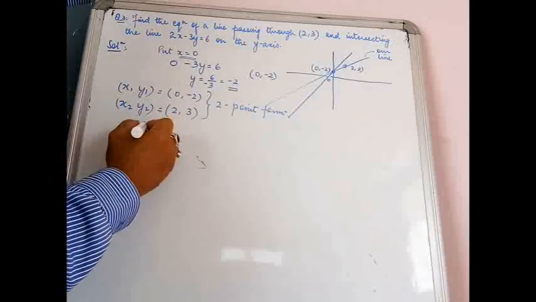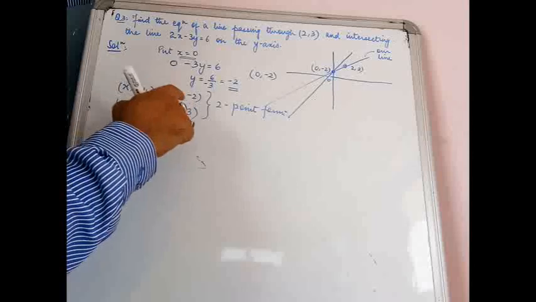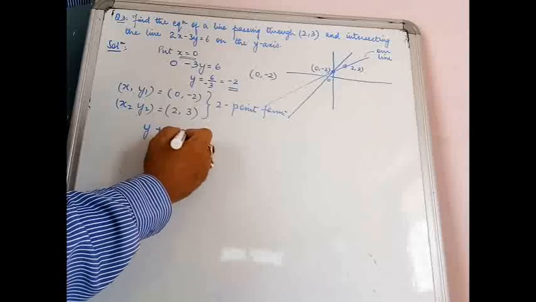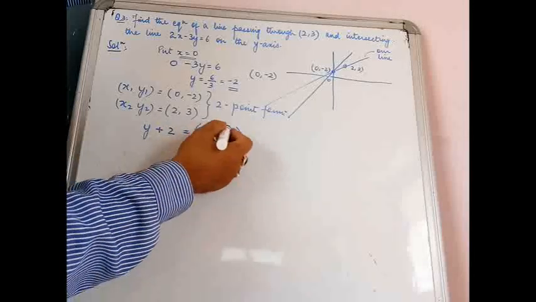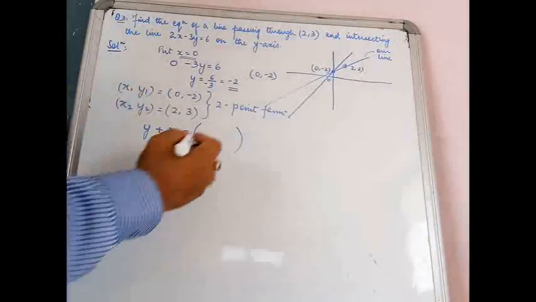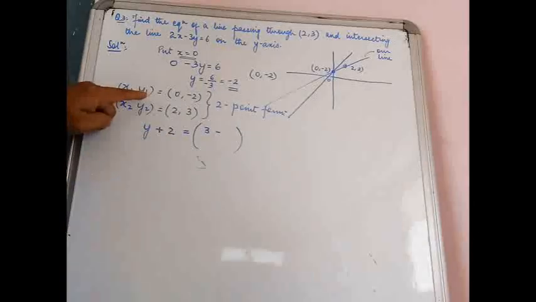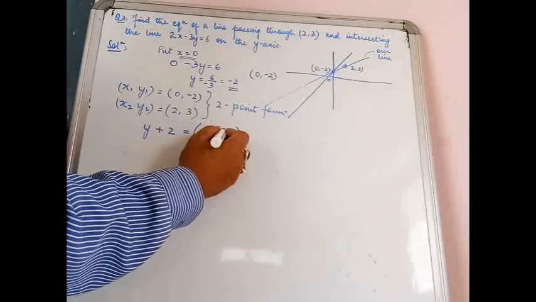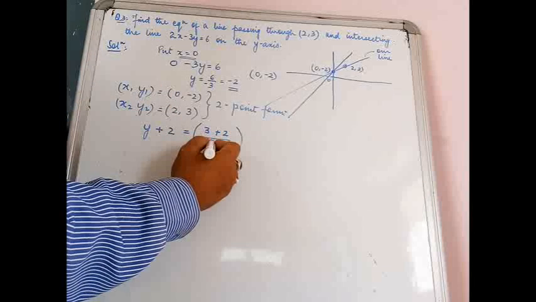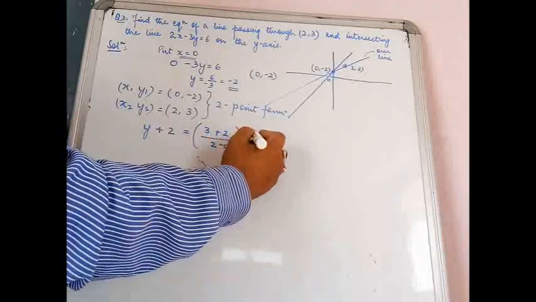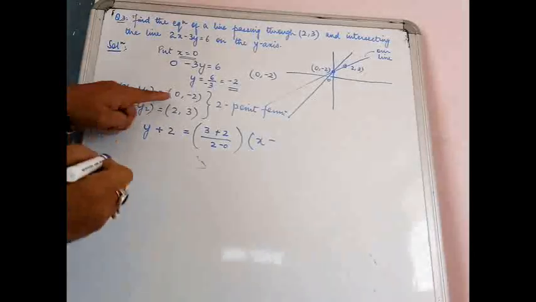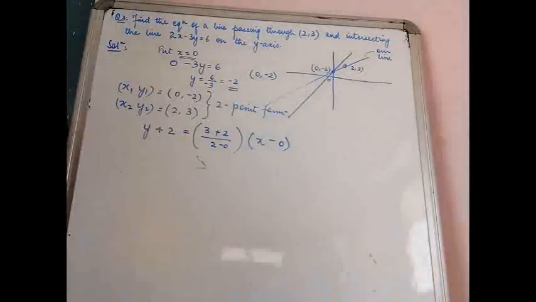What is the 2-point form? y minus y1. So y minus of minus 2 will make it plus 2, equal to, now if you remember, y2 minus y1. y2 is 3 minus y1, y1 is minus 2, so minus plus 2, upon x2 minus x1. So 2 minus 0 is going to be 2. And then x minus x1, x1 over here is 0.